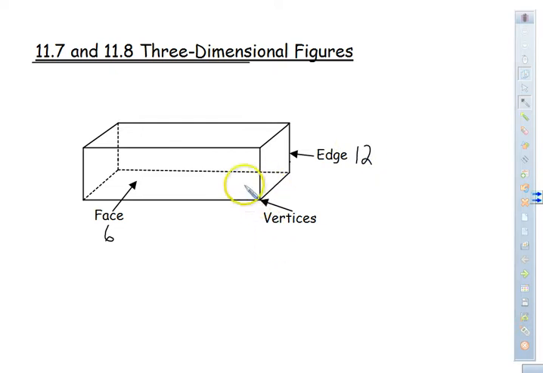Vertices are where 3 faces connect and it creates a point, and those are what we call, again, vertices. So we have 4 on that side and 4 at the other end, with a total of 8. Okay, and we're going to talk further about that tomorrow.